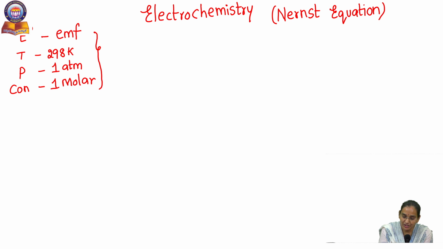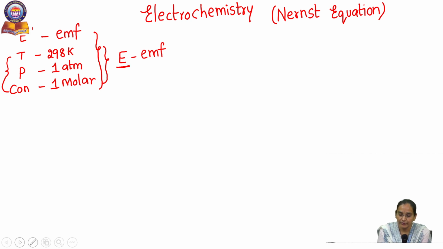If we change any one of the parameters, like the temperature or pressure or concentration, we call it E. It is not the standard EMF, because we are not measuring the EMF at standard conditions. If we vary any of these three parameters, that E naught will vary. Now we are going to derive this Nernst equation to calculate the E for any cell.